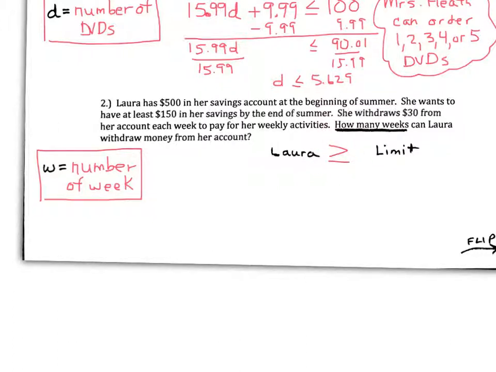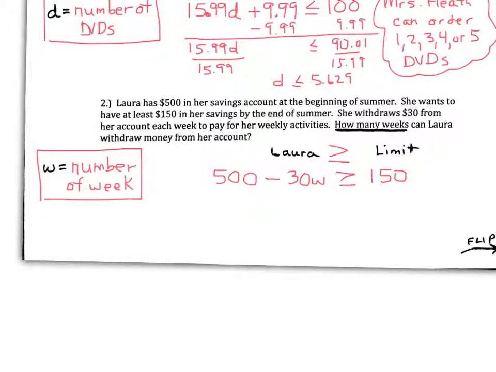All right, so here goes. She starts out with $500, so that's what I'm going to start with. But she's not going to keep all that money in her account. She's going to take some out. She's going to withdraw, so she's going to take out $30 each week. So $30, not once, but each week. But she wants to keep this greater than or equal to her $150. She does not want to go below $150. So this side has to stay more than this side.